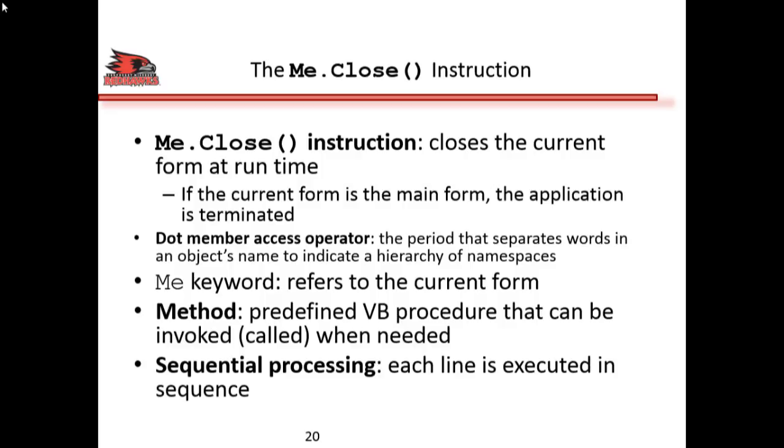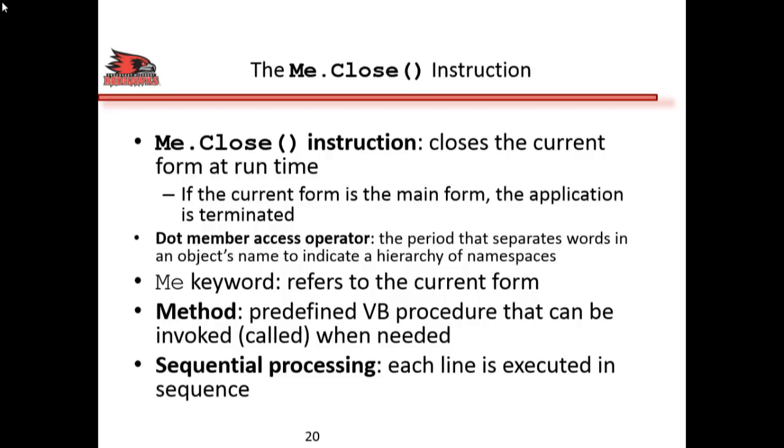So this here is a simple code which you're probably going to use often while designing your form, the Me.Close instruction. So what does it mean? It's pretty obvious that it's closing something. Here, the Me actually means the form itself, the current form you're working on.